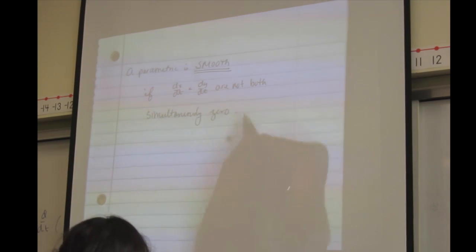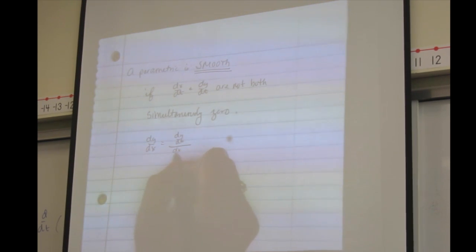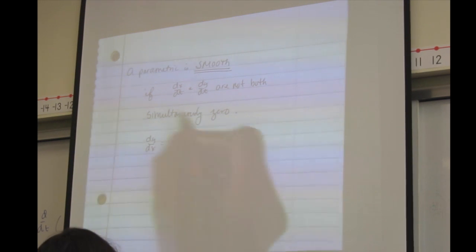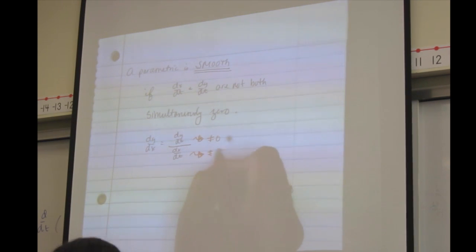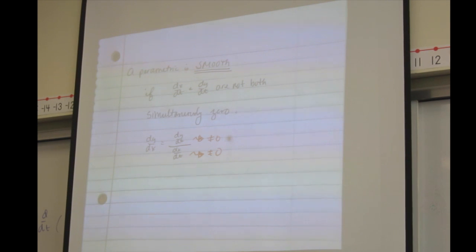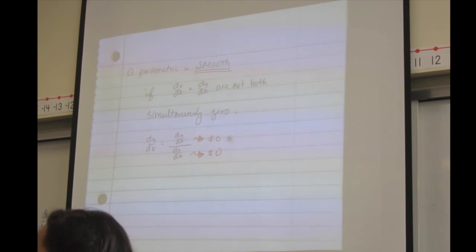What this means is dy/dx, which is dy/dt over dx/dt. What we don't want is this one to be zero when this one is zero. Because what happens if they are both simultaneously zero? It's indeterminate. You may not use L'Hopital on a derivative, even though you have a derivative. You cannot use L'Hopital on a limit, right? Okay.